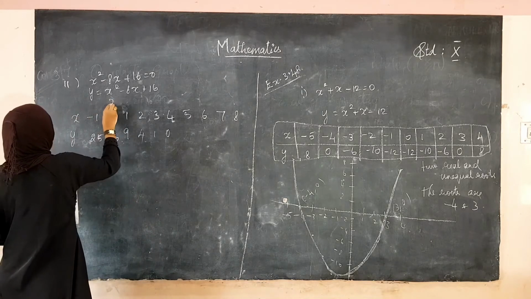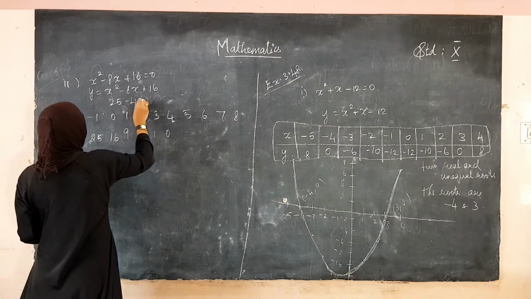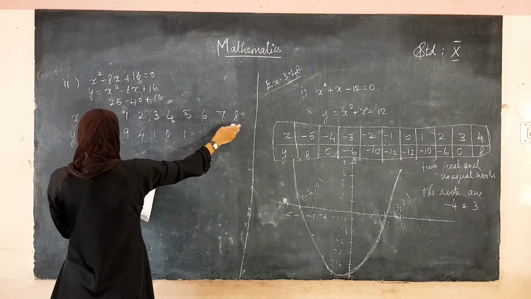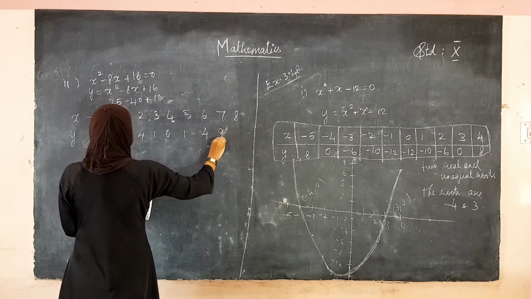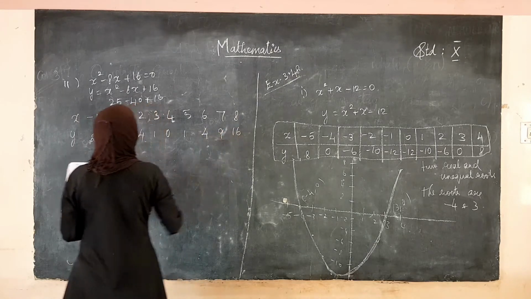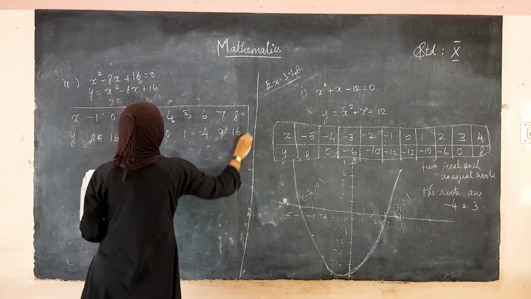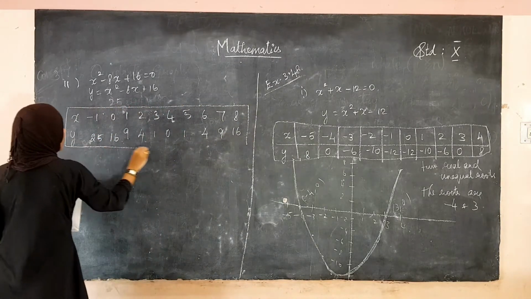So 5 is 25 minus 40 plus 16, which is 1. Similarly, you have to take for 6, 7, 8. The values will be 4, 9 and 16. These are the values in the table.